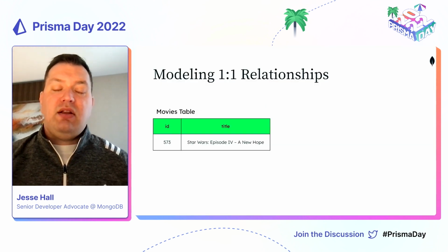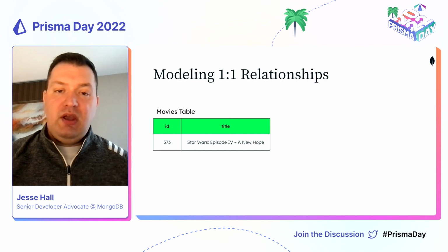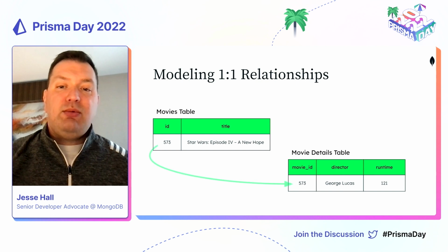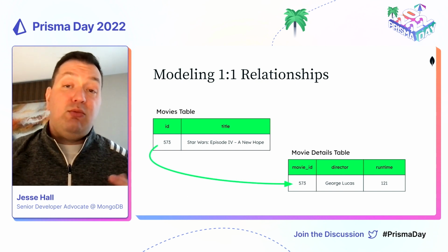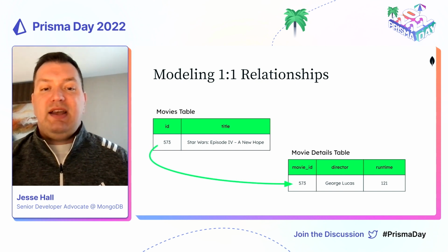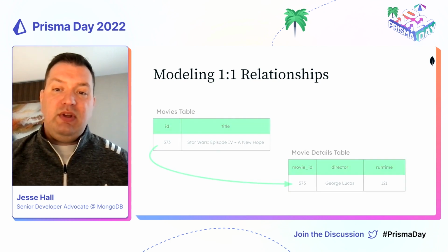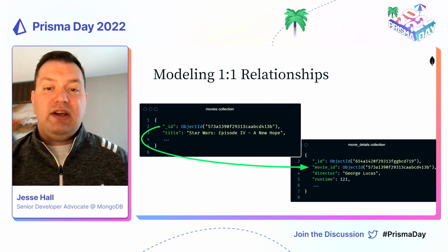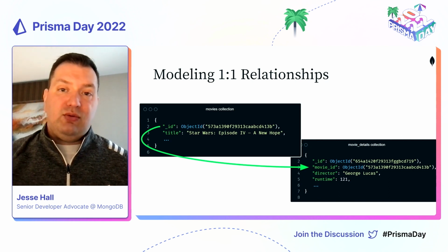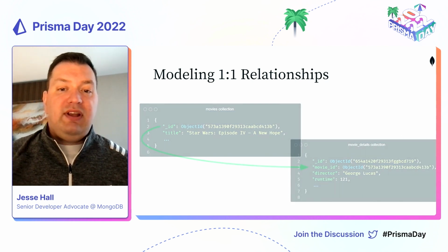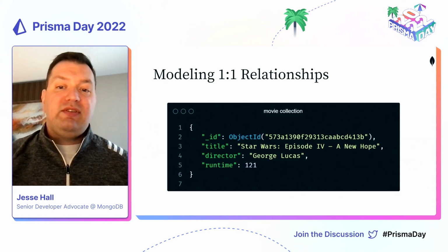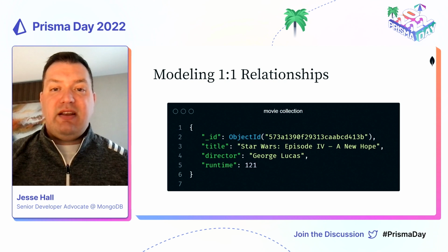So let's take a look at modeling one-to-one relationships. In a traditional tabular method, we would have a movie table, and that could be related to a movie details table by the movie ID. In MongoDB, we could do the exact same thing and have a movie collection and a movie details collection and use the movie ID as a reference. Or if the data is usually accessed together, we could just have one movies collection and embed all of the data there.